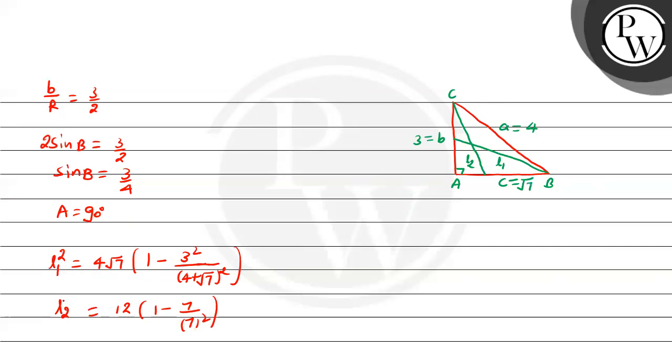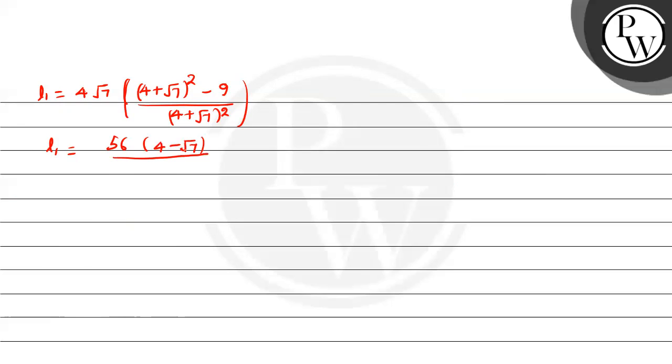Now, this is L2 square actually, so we have to calculate the ratio of L1 divided by L2. For that we first have to solve L1 here. So L1 is 4 root 7, and here 4 plus root 7 square, I am taking just the LCM, minus 9, divided by 4 plus root 7 square. If we solve further, we'll get the value of L1 square, and that is going to be 56 into 4 minus root 7, divided by 9.